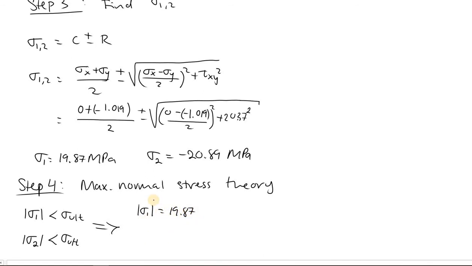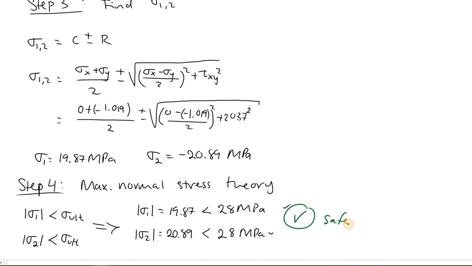If we then input the values that we had, for our maximum we had 19.87, which in fact is smaller than 28 megapascals. So in terms of that, safe. Principal stress 2, take the absolute value of negative 20.89, so we just get 20.89. And again, it's smaller than our ultimate stress for the material, which means that it's safe. And that summarizes this question.